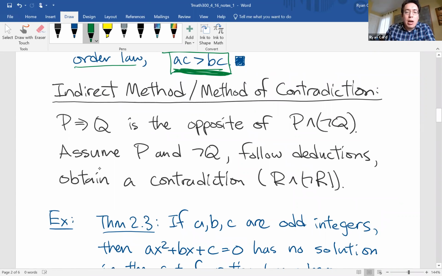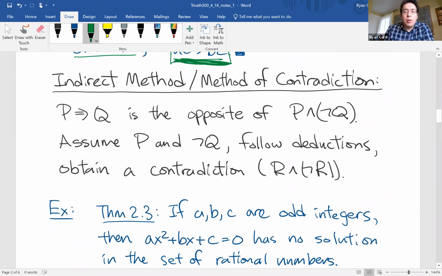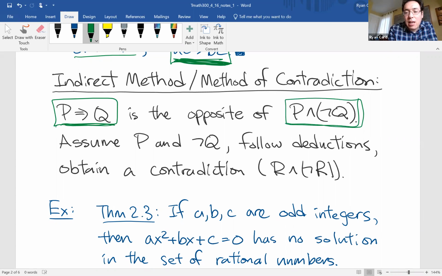All right. Another method that we're going to discuss is what's called the method of contradiction, or sometimes called the indirect method. This is another logical equivalency. So if you want to show that P implies Q, remember the implication, the only way an implication fails is if a true statement points towards a false statement. So another way to say that is that this is equivalent to the negation of the implication being P true and Q false, or not Q is true. So P and not Q.